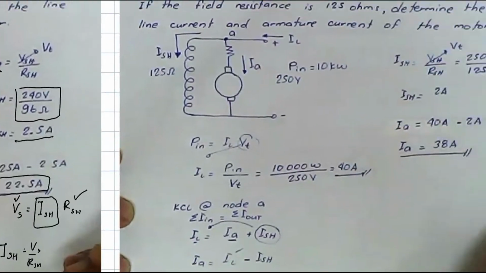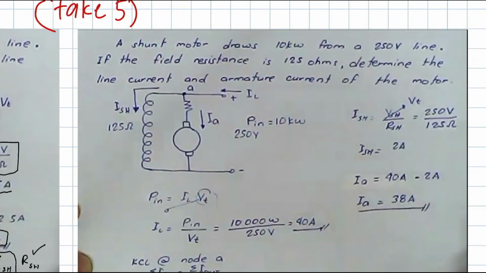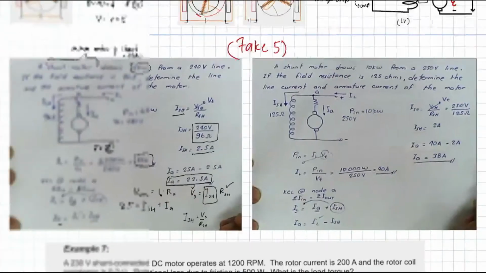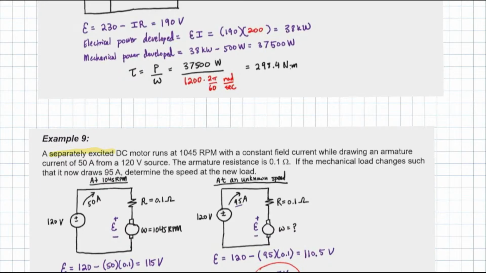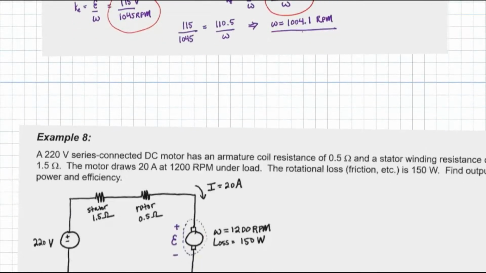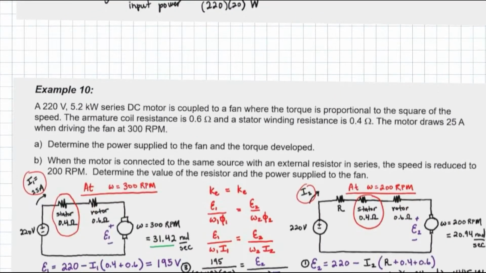Okay, that's the first example. Second example, dia suruh cari it's the same lah. My bad. What the heck? This is not the same. Loss, okay. Example 7. This is shunt connected DC motor. Shunt connected DC motor. This is a separately excited DC motor. This is a series connected DC motor. And this is a series DC motor.